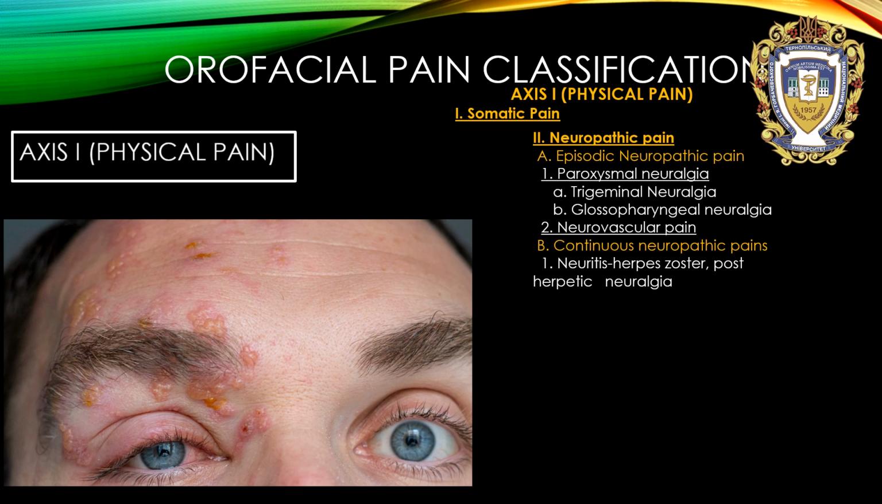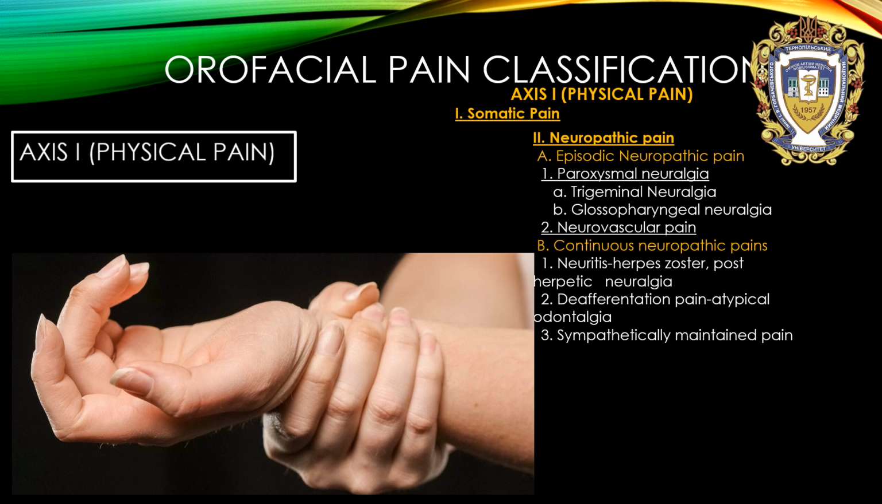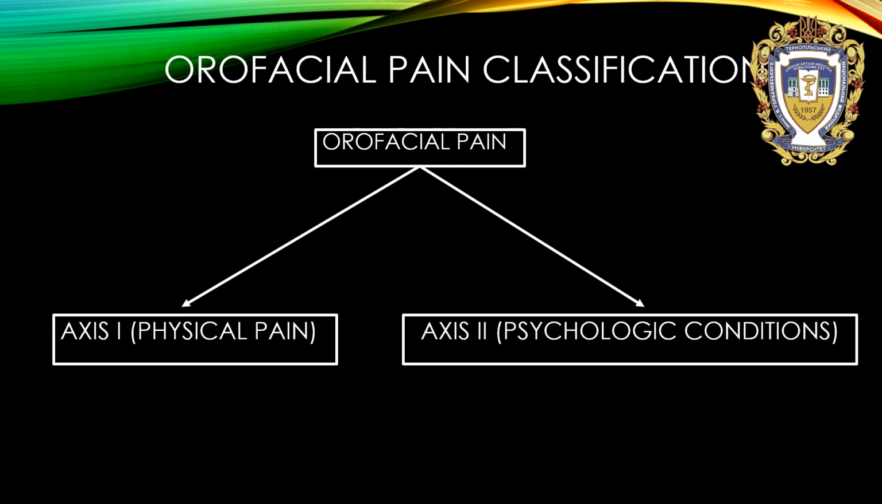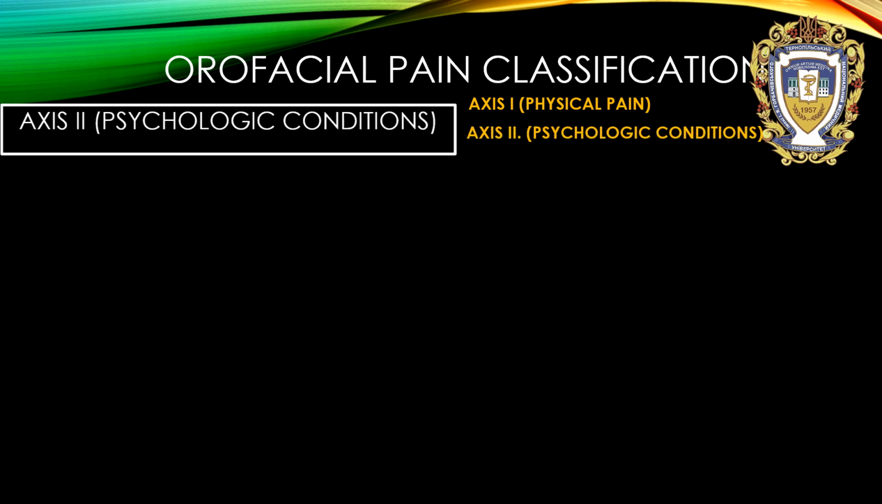And group B, continuous neuropathic pains: neuritis, herpes zoster, postherpetic neuralgia, deafferentation pain, atypical odontalgia, sympathetically maintained pain. And axis 2, psychological conditions.